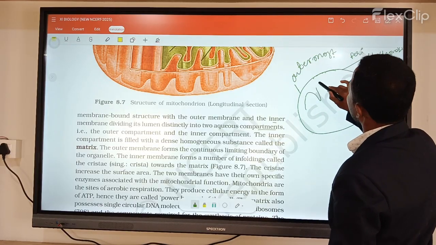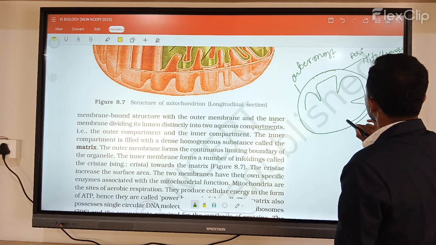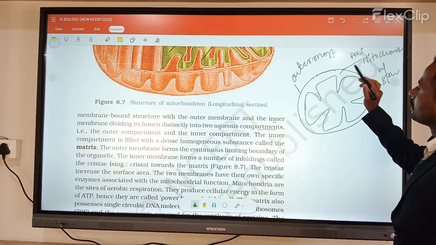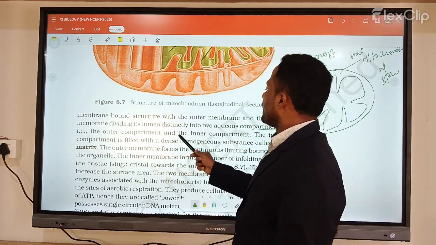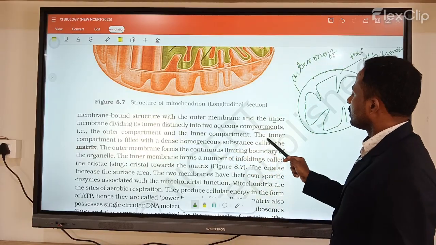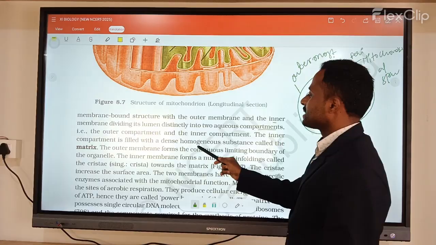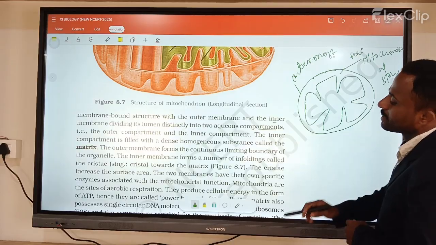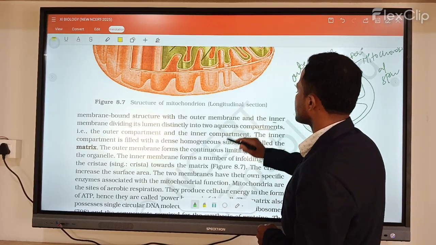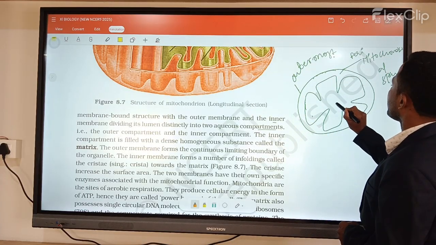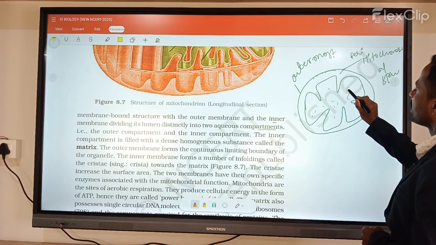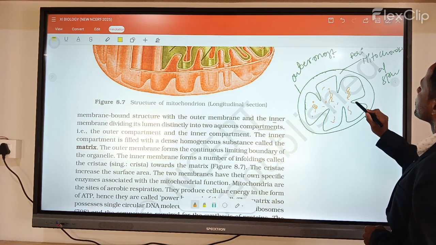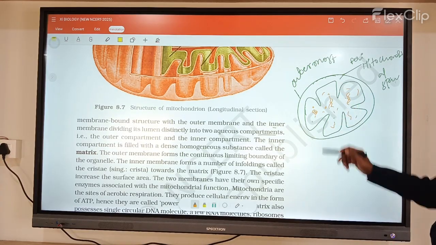The inner membrane forms some infoldings. Here are the outer compartment and inner compartment. The inner compartment is filled with a dense homogeneous substance called the matrix. Inside, it is filled with matrix, and here there is also DNA and ribosomes. Organelles are present like this. So this is simply called the matrix.